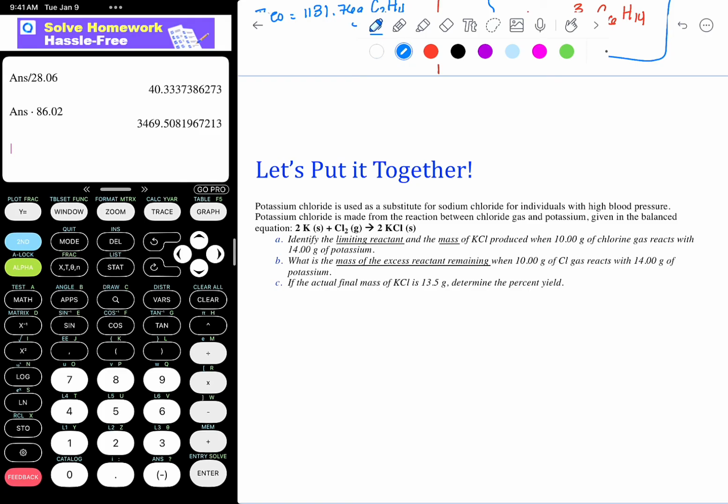The second thing we want to do is determine what is the mass of the excess reactant remaining when those two reactants react together. Finally, if the actual final mass of KCl is 13.5 grams, determine the percent yield for this problem. So take a second and pause your video and think about how you would go about each one of these steps, and feel free to try to solve each of them on your own, and then come back and review the video as your answer key.